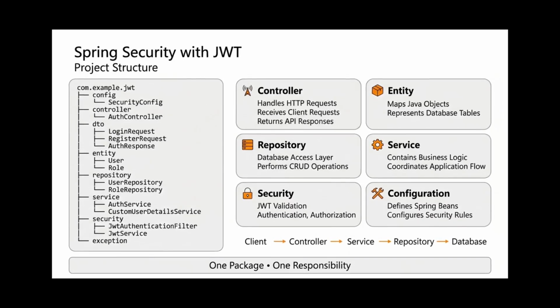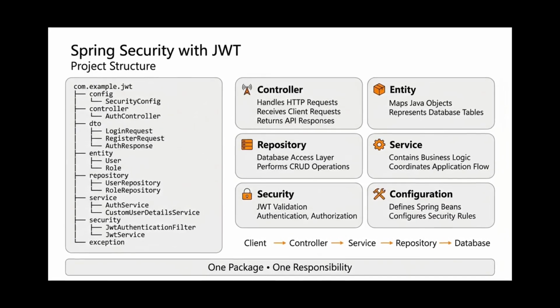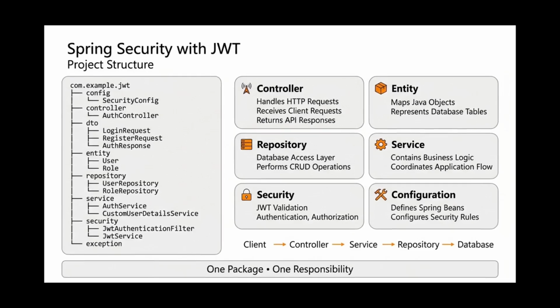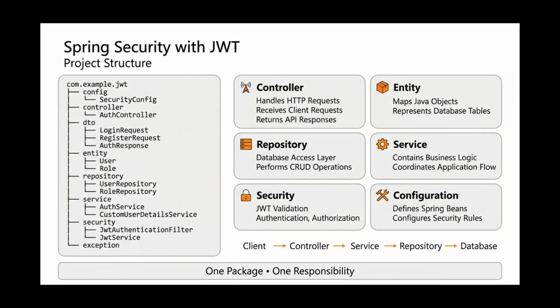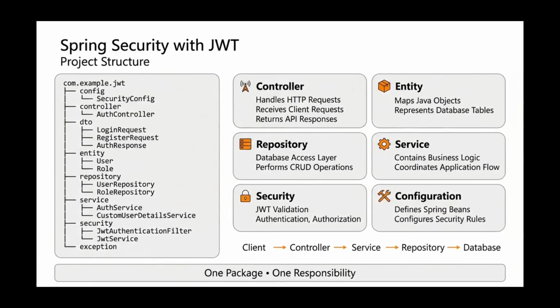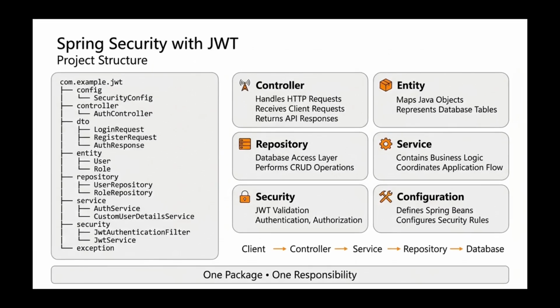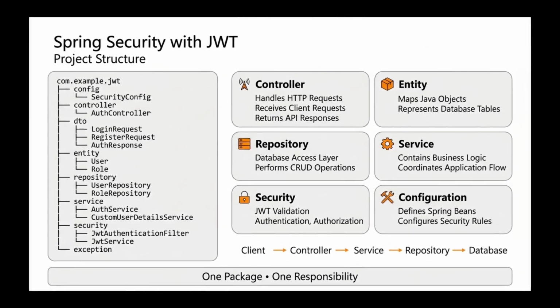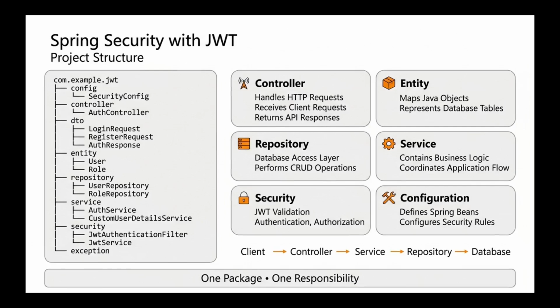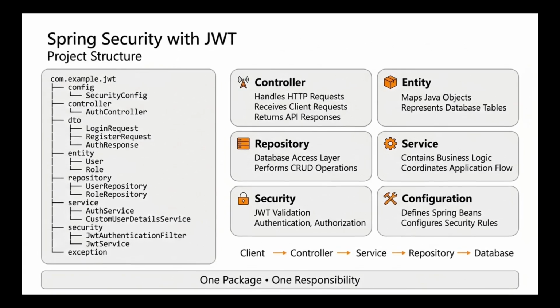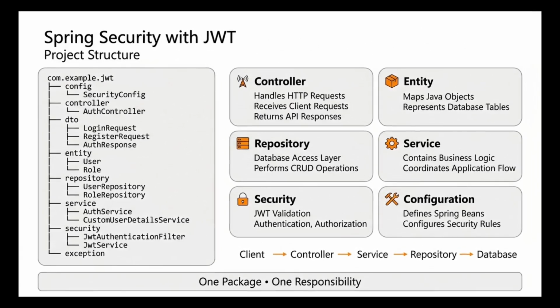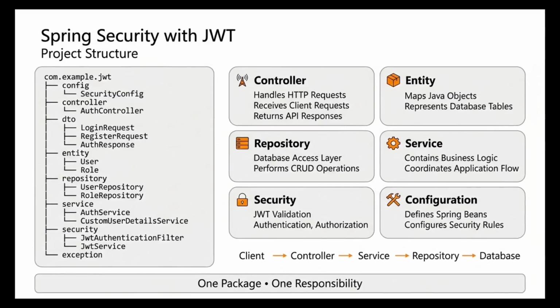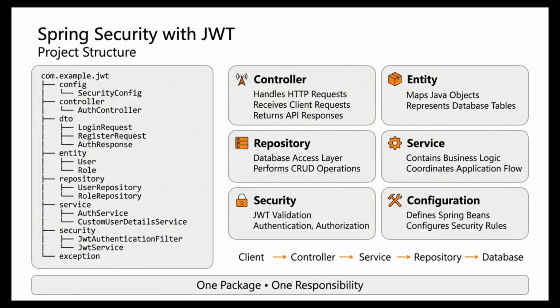Now that our project is set up, let's organize it using a production-ready package structure. A well-structured project makes the code easier to understand, maintain, and scale. The controller package handles incoming HTTP requests, while the entity package represents our database tables. The repository package communicates with the database, and the service package contains the business logic.